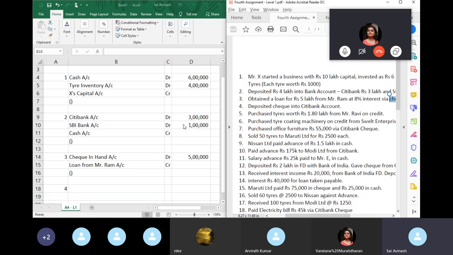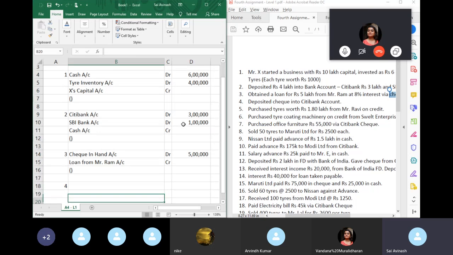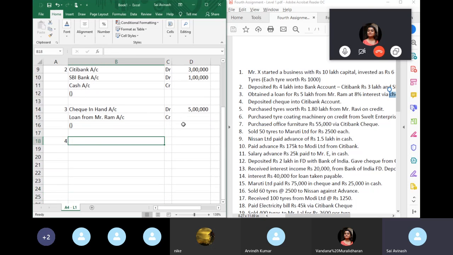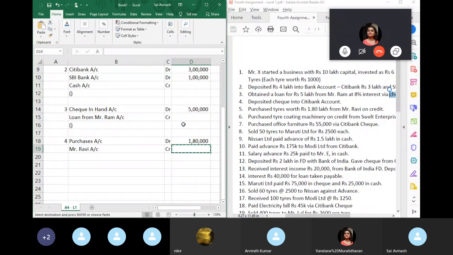The fourth entry is purchase tires worth 1.8 lakh from Mr. Ravi on credit. Okay. So here we are purchasing tires. Tires are part of our business, right? We purchase and sell tires. So when we purchase, we'll be including the purchases account. Okay. And we are purchasing it from Mr. Ravi, right? Mr. Ravi is a creditor. A creditor is a liability. And when liability increases, you credit, debit purchases. So that's 1,80,000. Okay.